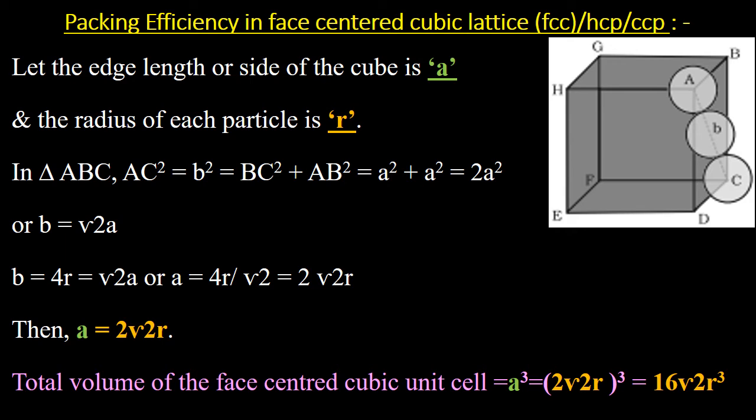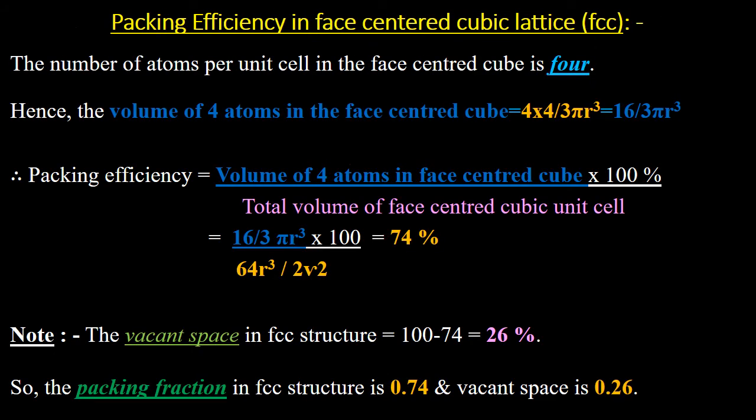Total volume of the face-centered cubic unit cell is equal to a cube is equal to (2 root 2 r) to the power cube, which becomes equal to 16 root 2 r cube. The number of atoms per unit cell in face-centered cube is 4. Hence, the volume of 4 atoms in the face-centered cube is equal to 4 into 4 by 3 pi r cube, which is equal to 16 divided by 3 pi r cube. Therefore, packing efficiency is equal to volume of 4 atoms in face-centered cube into 100 divided by total volume of face-centered cubic unit cell.